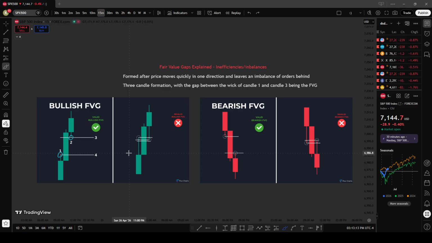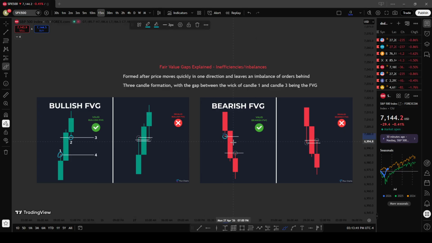This is invalid because, as you can see, the wicks overlap. In this example, the wicks don't. They leave this big gap in the middle, and here they're overlapping. So there's no gap between those wicks. That's what a fair value gap is: a gap between the wicks, leaving a big gap in the candle for price to return to.